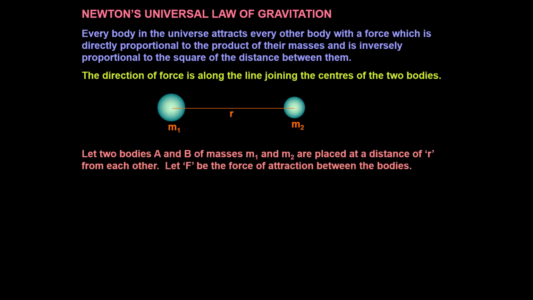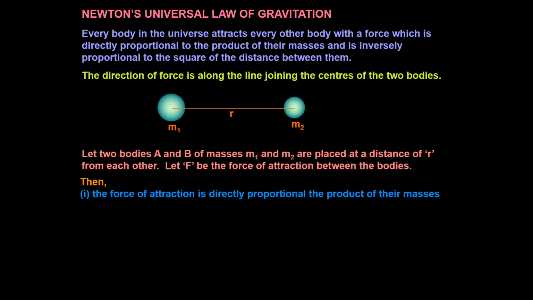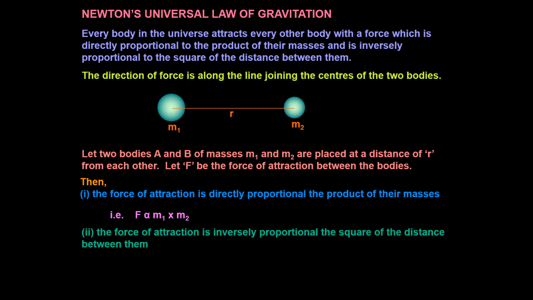Let 2 bodies A and B, with masses M1 and M2, be placed at a distance of R from each other. Let F be the force of attraction between the bodies. Then the force of attraction is directly proportional to the product of their masses, that is F proportional to M1 M2. It is inversely proportional to the square of the distance between them, which means F proportional to 1 by R square. So F is proportional to M1 M2 by R square, or F is equal to G M1 M2 by R square.